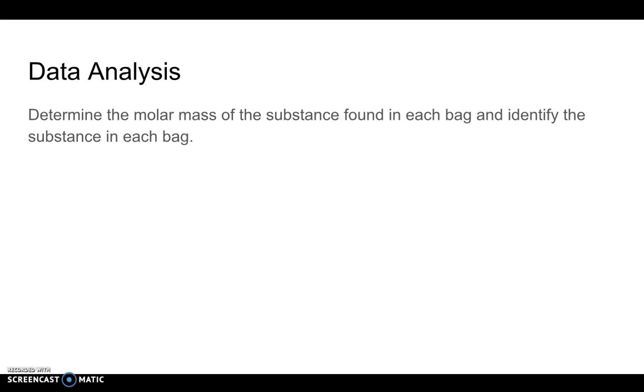So determine the molar mass of the substance found in each bag and identify the substance. What I need to see is your molar mass calculations. I need you to say, okay, my molar mass is going to be equal to the mass that I measured divided by the moles on the bag. Remember that you have to subtract that little plastic baggie off of there or your numbers are going to be real wonky. Then you're going to have your grams per mole, and you can look back at that list of possible molecules and you can calculate their molar mass.